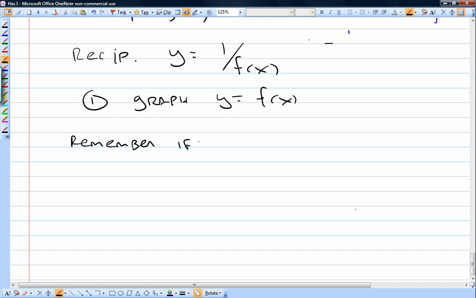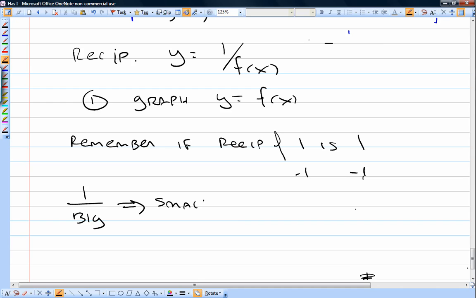Remember that the reciprocal of 1 is 1. Negative 1, negative 1. And that means if the graph goes through those points, those y values, the reciprocal will also go through those points. The other thing to remember is 1 over a big number will yield a small number, and 1 over a small number will yield a big number.